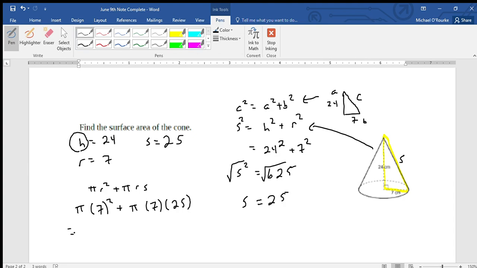pi. I got 704 with rounding. And that is centimeters squared. And we're done. Surface area. And away you go. So hopefully today's a nice easy plug and play questions.